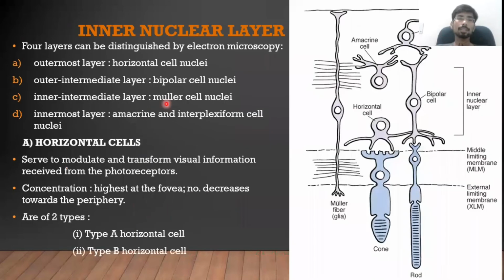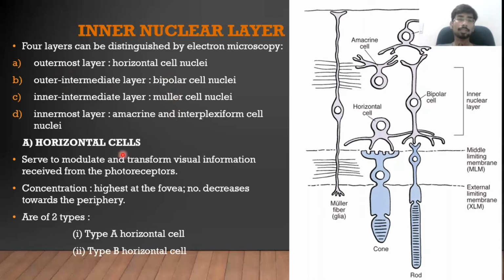Next is the inner nuclear layer. Four layers can be distinguished by electron microscopy. The outermost is horizontal cell nuclei and the outer intermediate is bipolar cell nuclei. First is horizontal, next bipolar, next Muller cell, next amacrine and interplexiform cell.